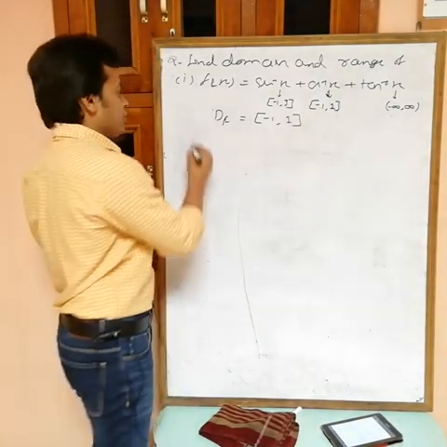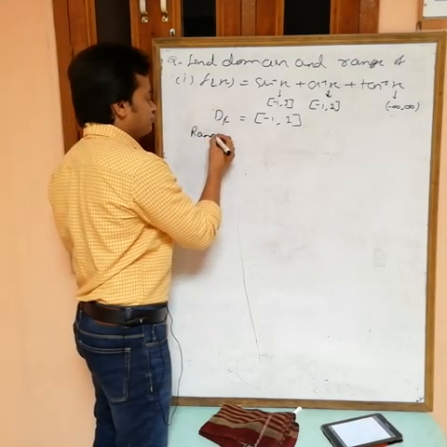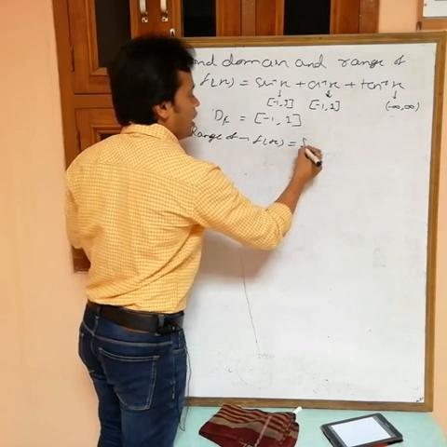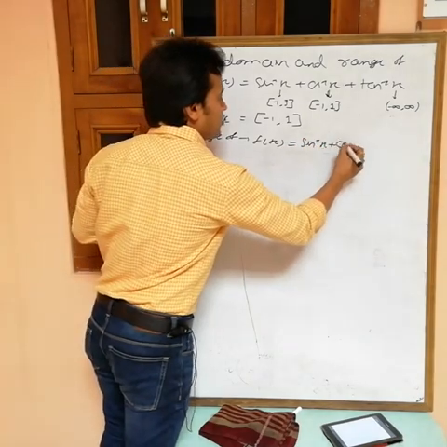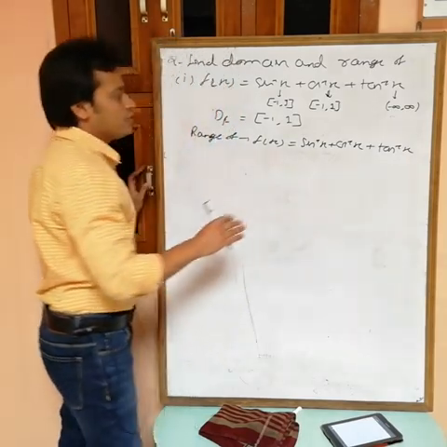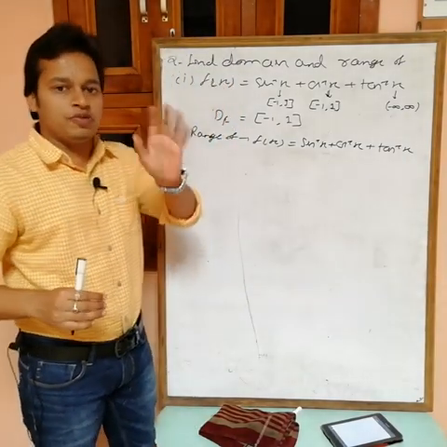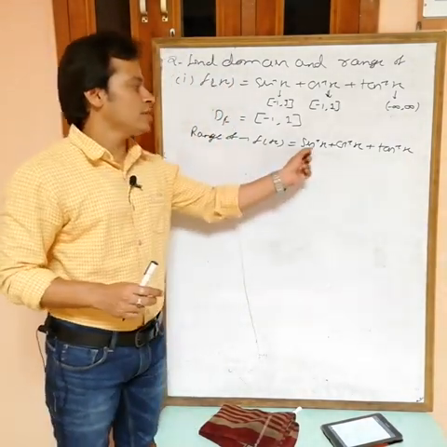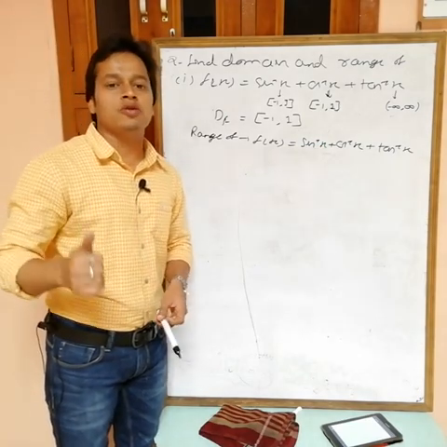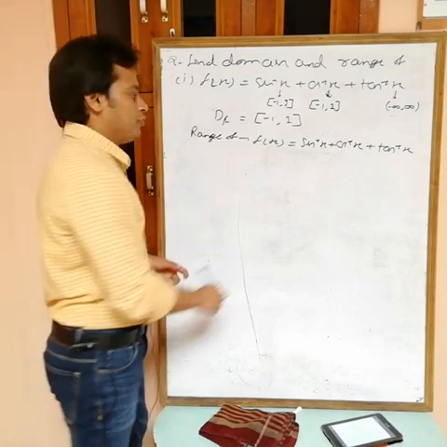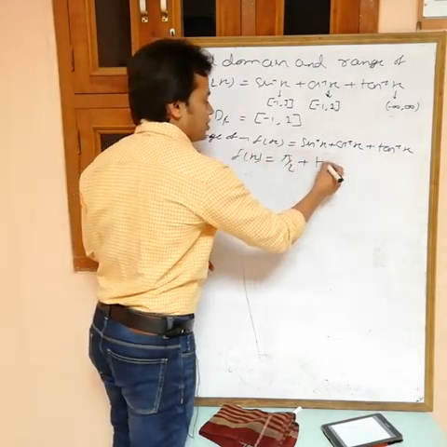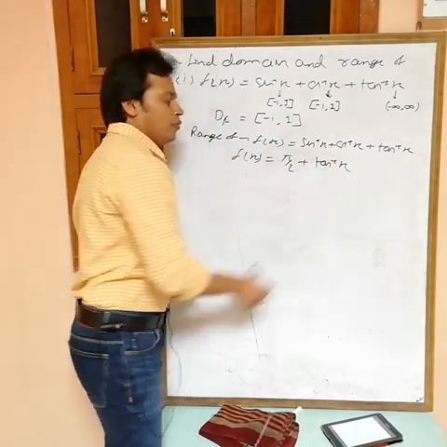Range. Now see, for the range of f(x) is sin inverse x plus cos inverse x plus tan inverse x. I want all possible values of f(x), it means minimum to maximum. Here we have sin inverse plus cos inverse, and by using the property that sin inverse plus cos inverse is always equal to pi by 2, what are we getting? f(x) is equal to pi by 2 plus tan inverse x. Now I want all possible values of this one.